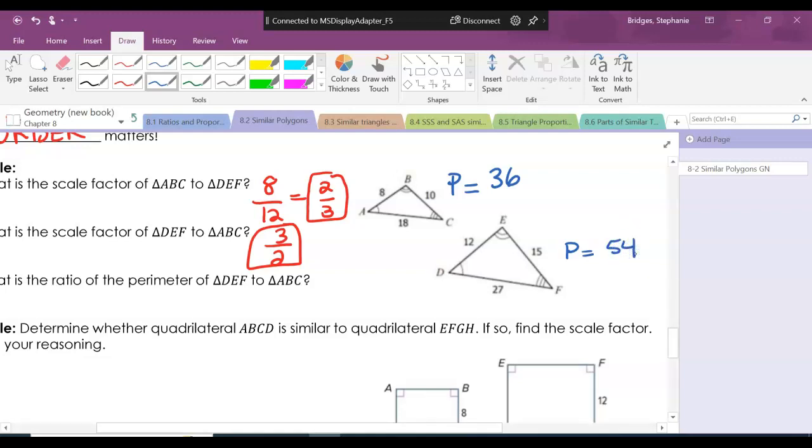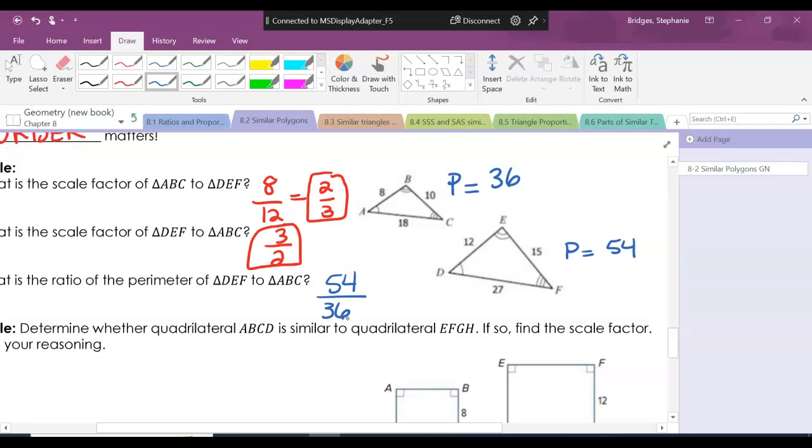How is it asking for my ratio of perimeters? Which one comes first? DEF? Okay, so we're going to write our ratio. 54, the DEF perimeter, over the perimeter of ABC, which was 36.